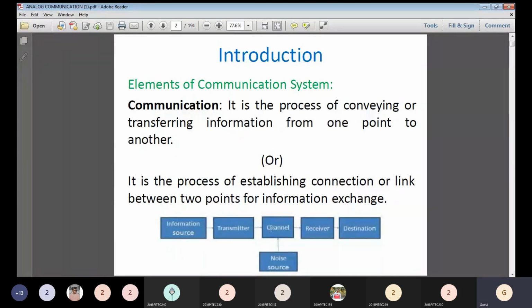So what is happening in the channel? During transmission through the channel, noises are added. Some unwanted signals are added in the channel. Signal reduction is also happening there. The reduction in signal strength is called loss. So the receiver's responsibility is to receive the weak signal. From the received weak signal, it has to recover the original information. Then the receiver will transmit the original information to the destination.